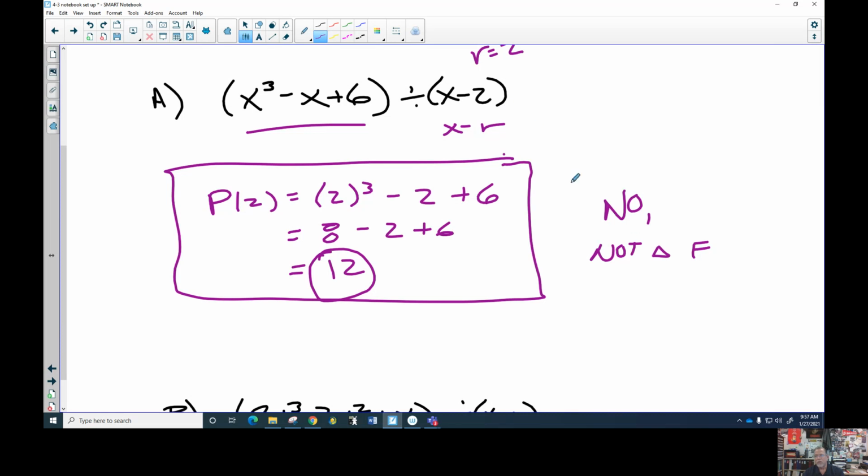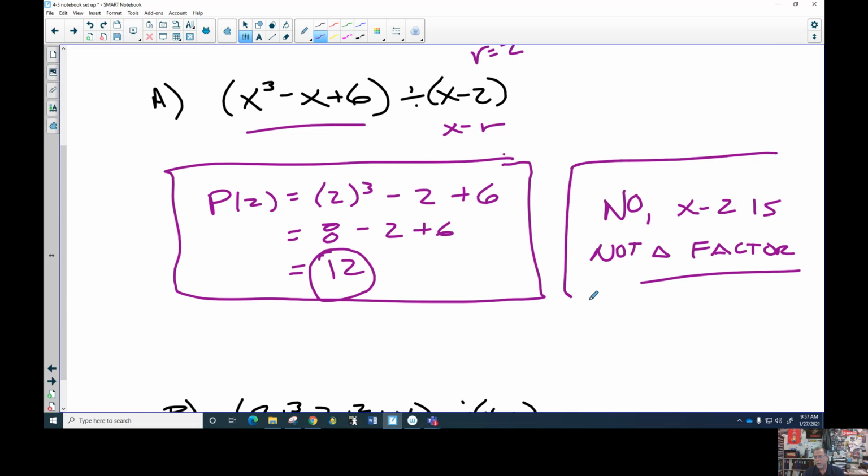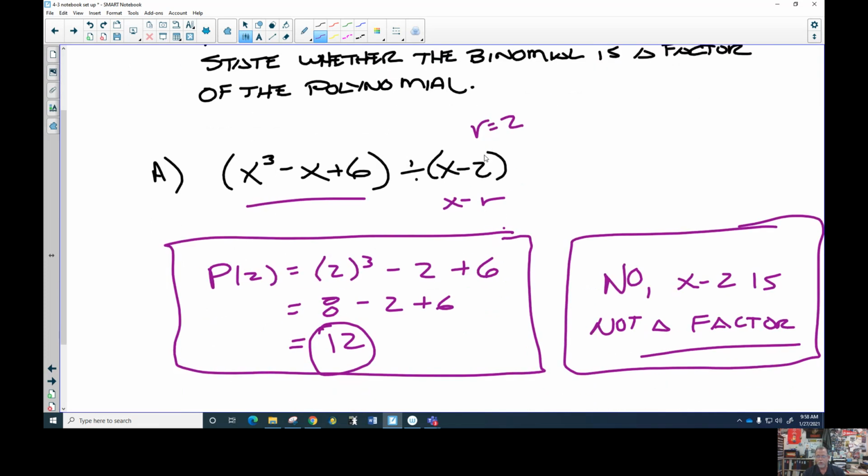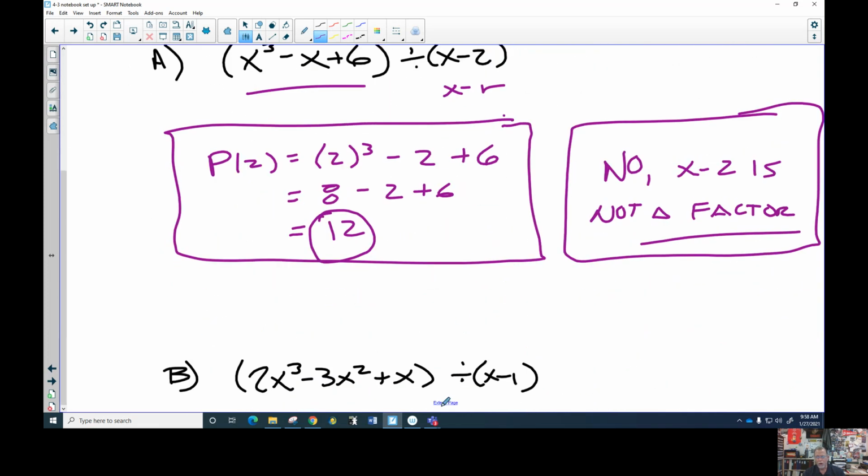In other words, I should say, no, x minus 2 is not a factor. I think that's a better way of saying it. So you understand, because we got a remainder of 12, or a function value of 12 at 2, then x minus 2 is not a factor. That's what we need to see if we're asked to use the remainder theorem to find the remainder for the division, and then tell whether that is a factor of the polynomial. All right, let's do one more.